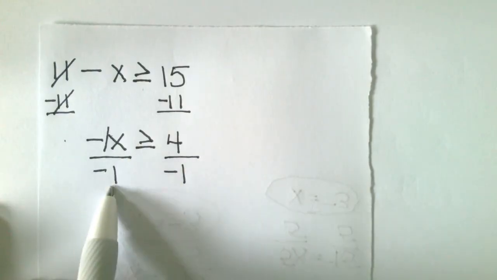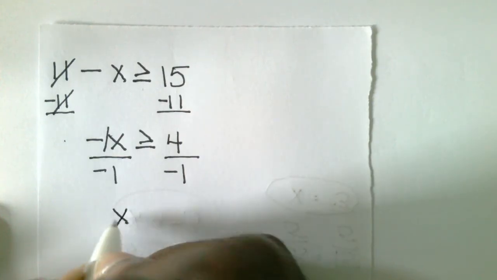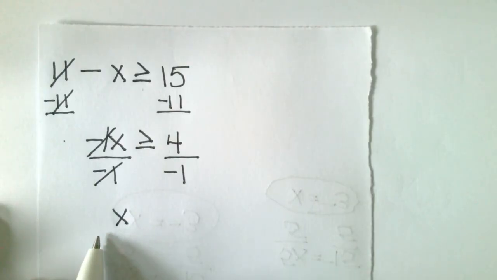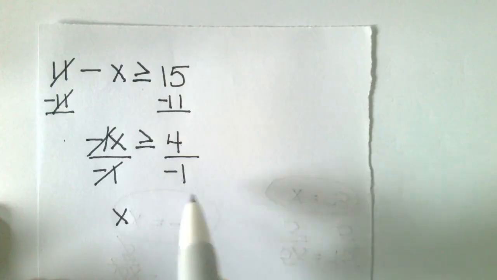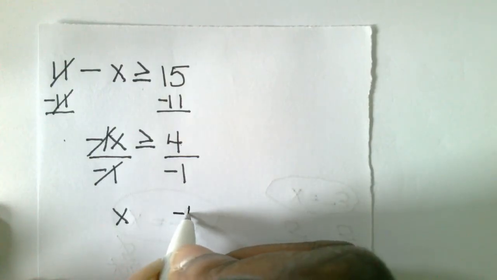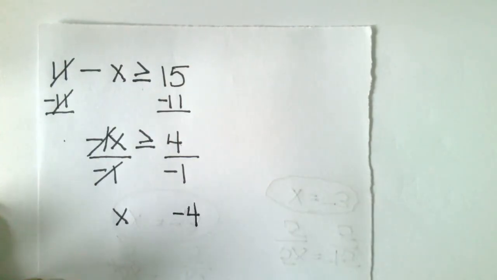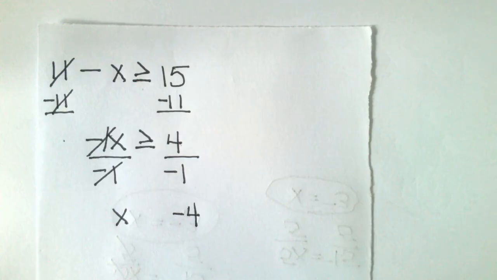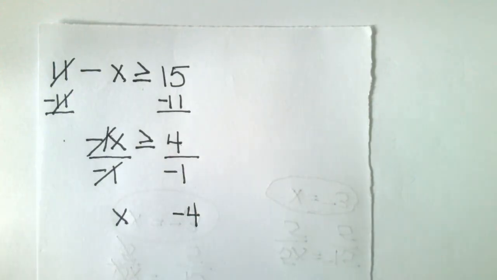So now you divide both sides by negative 1. We get our x, because these two cancel. A negative divided by a negative gives me a positive. And then we have 4 divided by negative 1. That gives me negative 4. Thank you, Hunter. This is the part that gets a lot of other people, other than not adding 11 on both sides. But this is the other part.